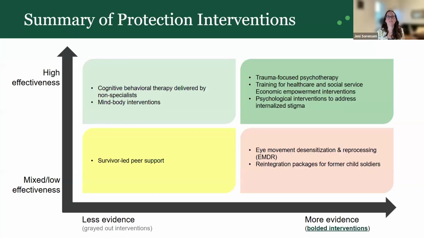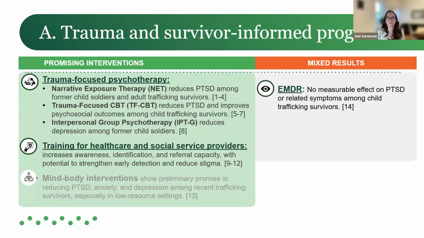All right, so here's our summary from least effective, least studied to most effective, most studied. In the most effective bucket, we do have trauma-informed psychotherapy, training for healthcare and social service providers, economic empowerment interventions, and psychological interventions to address stigma. We have less information about the evidence of some of the things, and we would like to look more at CBT, cognitive behavioral therapy, developed by non-specialists, and mind-body interventions. And unfortunately, we don't have very much information yet about survivor-led peer support interventions. If we go to the next slide, I'll dig into each of these a little bit more.